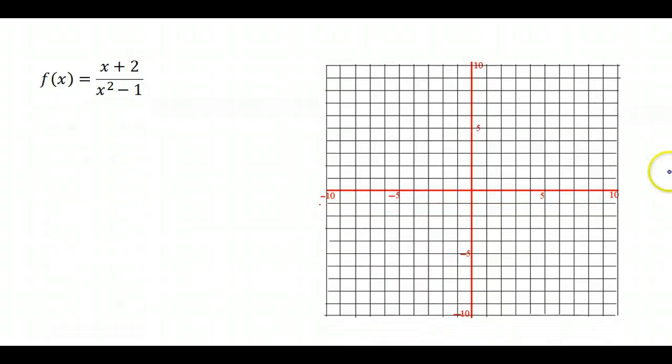Okay, in this example, we have the degree of the denominator is greater than the degree of the numerator, which means that y equals 0 is our horizontal asymptote. And let's factor.